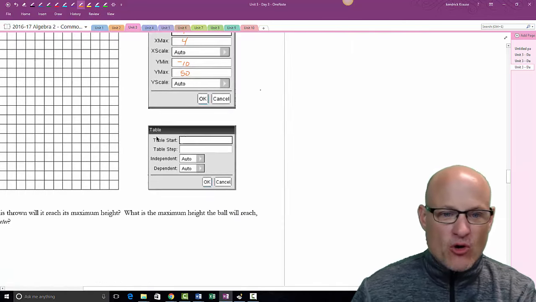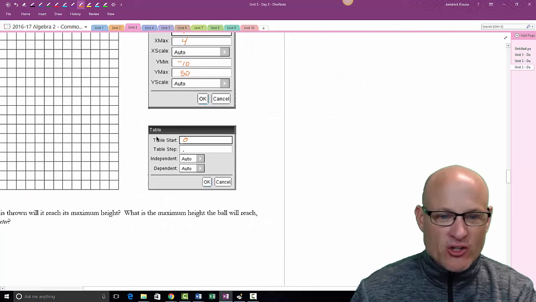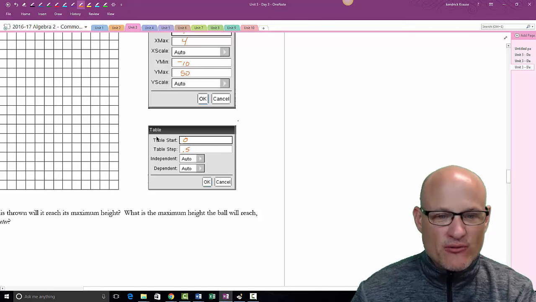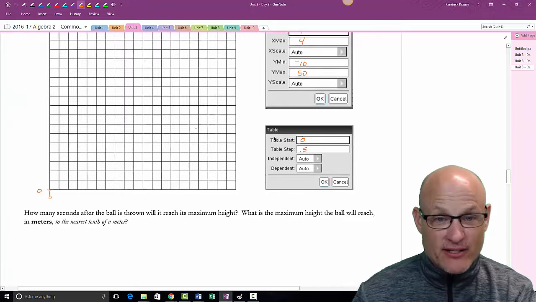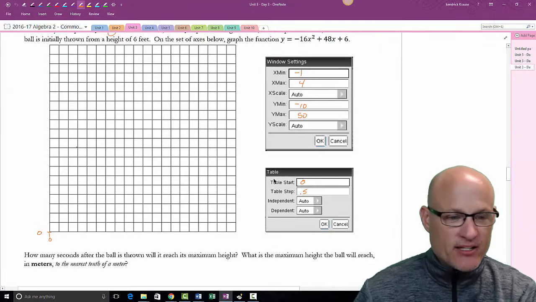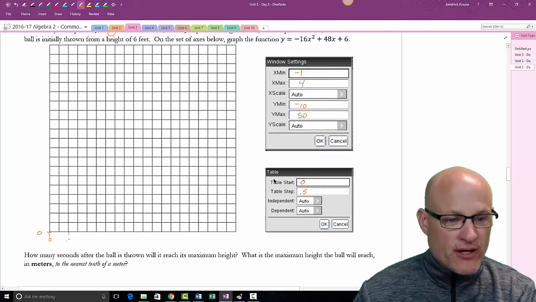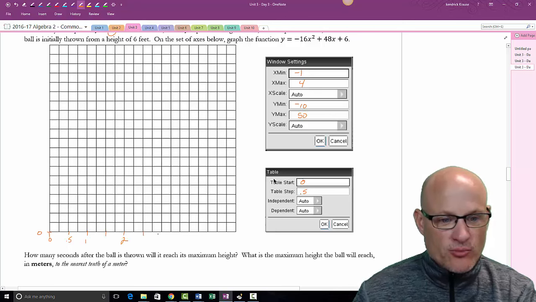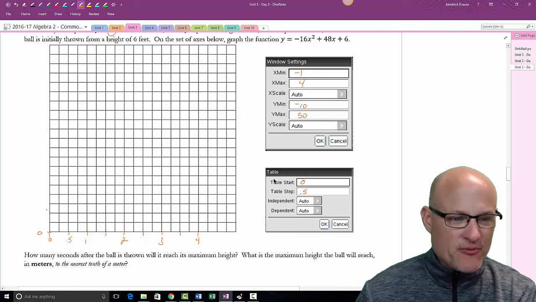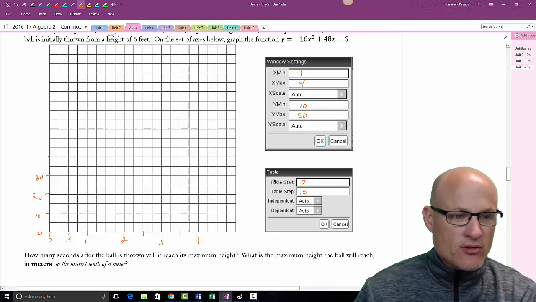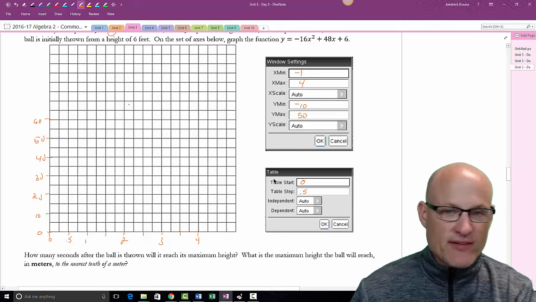Since I'm going from negative 1 to 4, I probably want my table to start at 0, and we'll go every half a second. We're only going 4 seconds, so half a second's probably enough data points. That'll give me 8 data points, right? Take the 4 and halve it. So 0.5, 1, 1.5, 2, 2.5, 3, 3.5, 4. And I only have to get up to 50, so 10, 20, 30, 40, 50, and I said 60, right? Let's go up to 60. I have no idea what the max is.